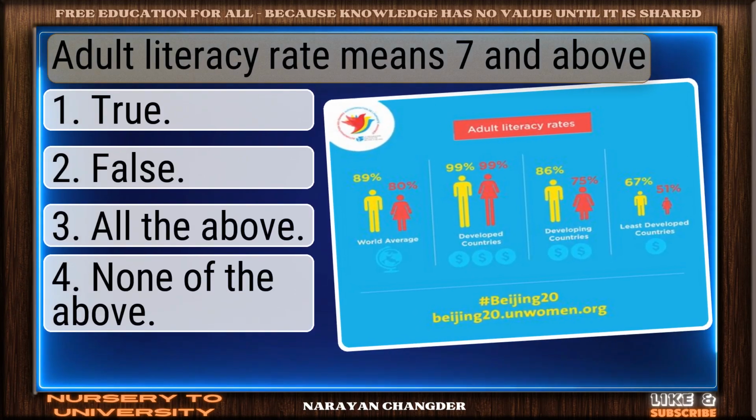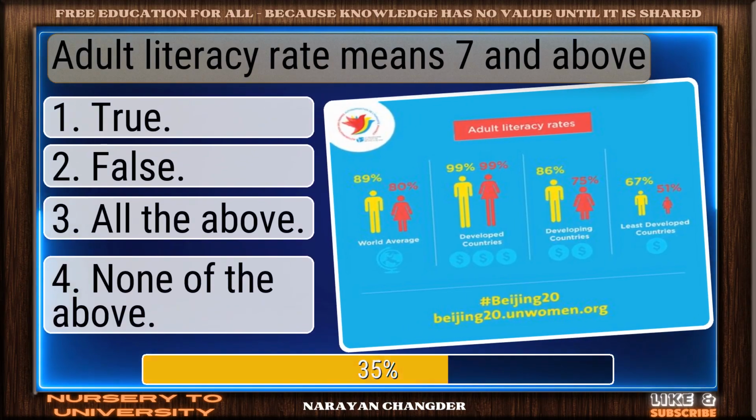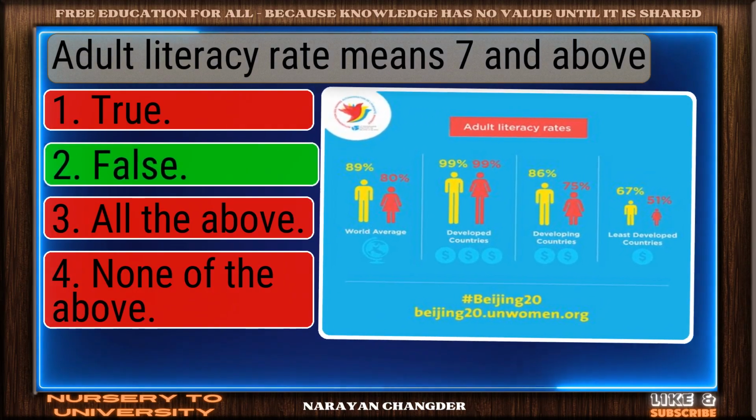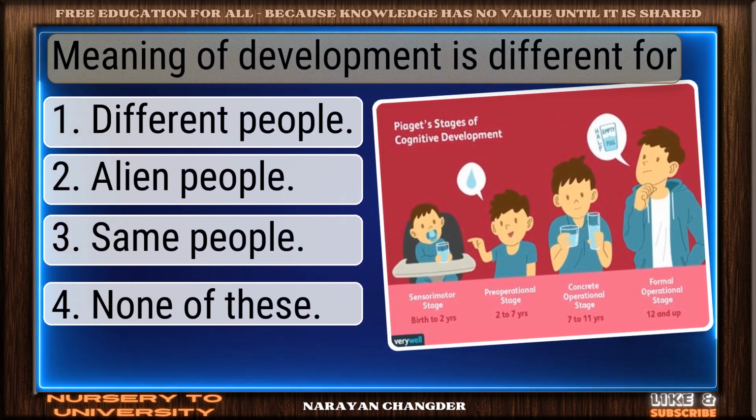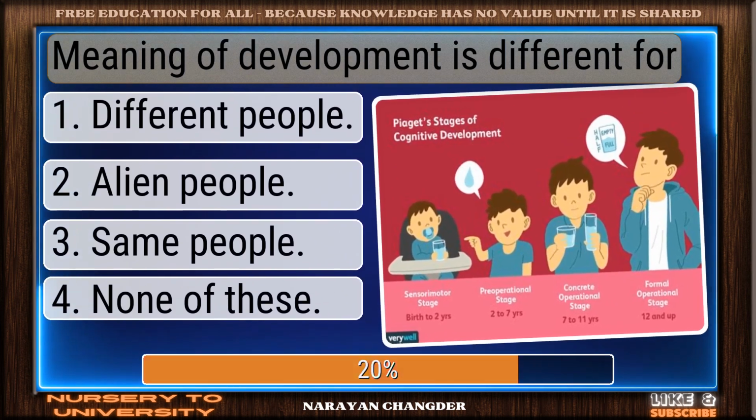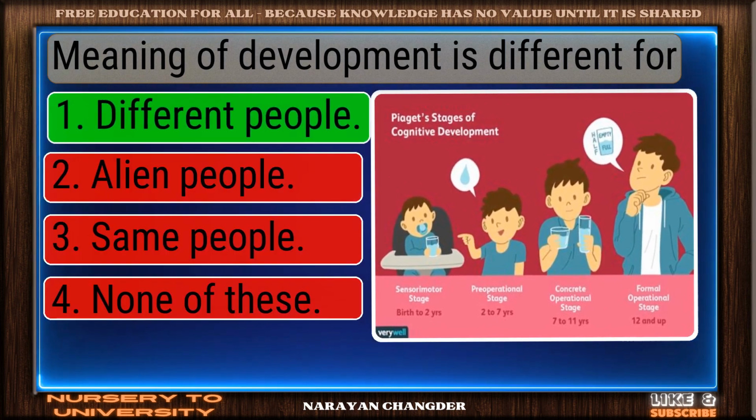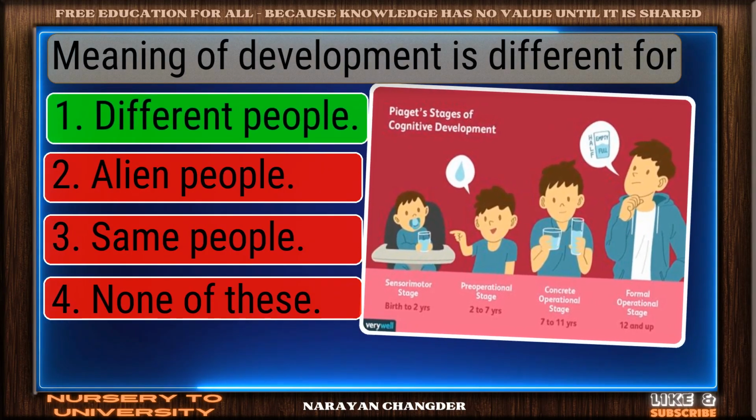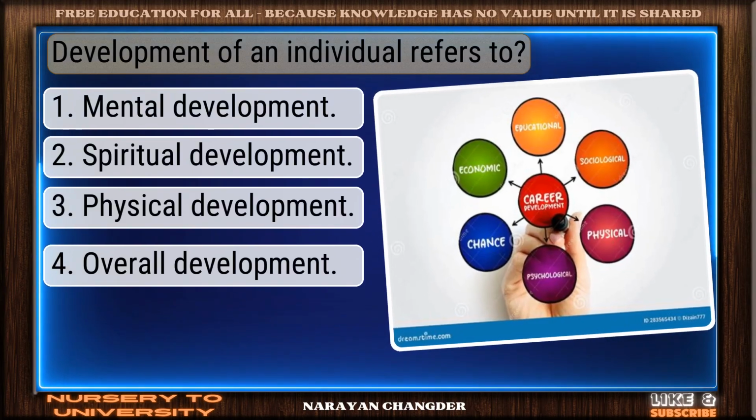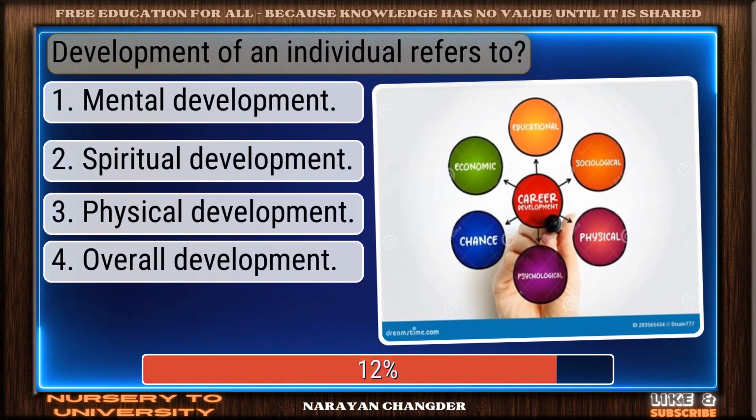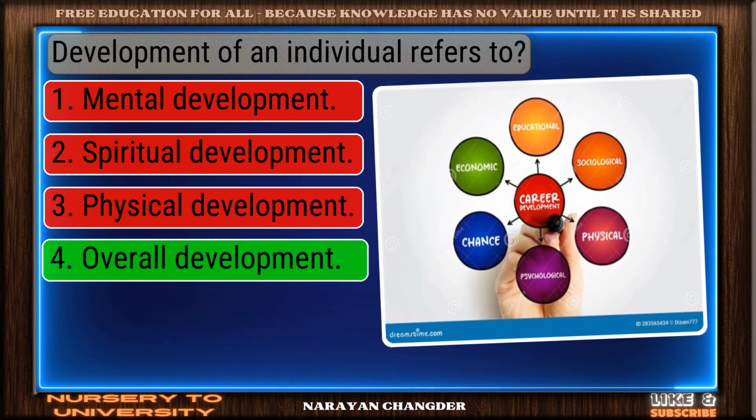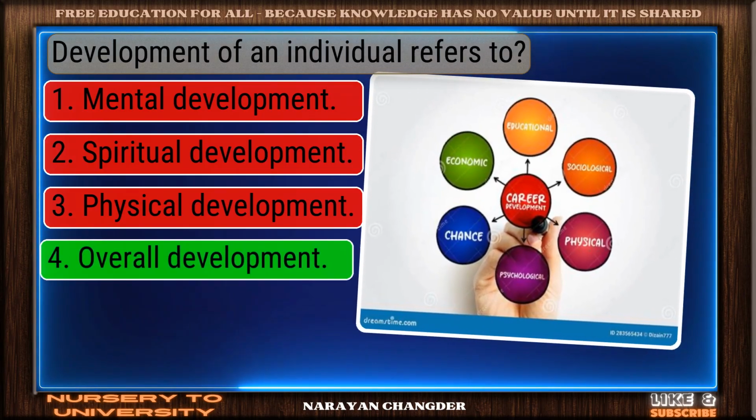Adult literacy rate means 7 and above. Perfect. False is the one. Meaning of development is different for. Well-reasoned. Different people is correct. Development of an individual refers to. Nice work. Overall development fits perfectly.